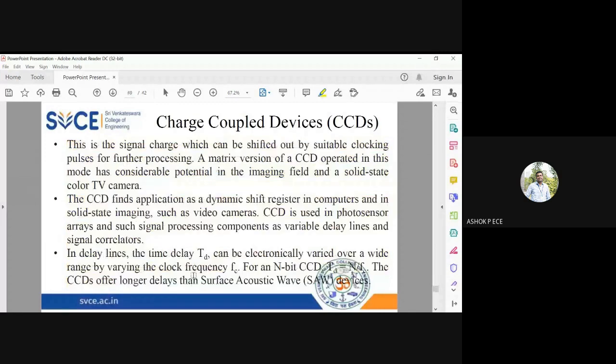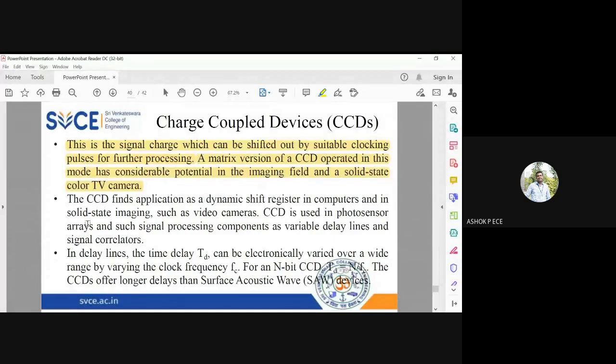So you can use clock pulses for the continuous shifting of these charges. You also have a matrix version of CCD, which will have considerable application in the imaging field and TV cameras. So CCDs are used everywhere. For display also, you are going to use CCDs, charge coupled devices.